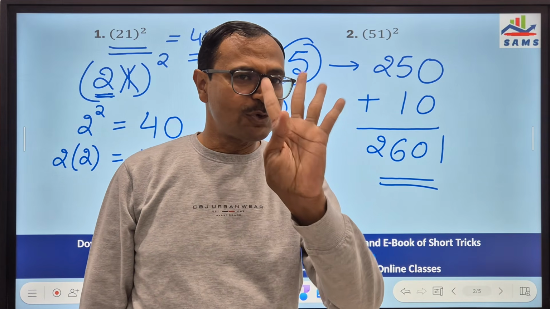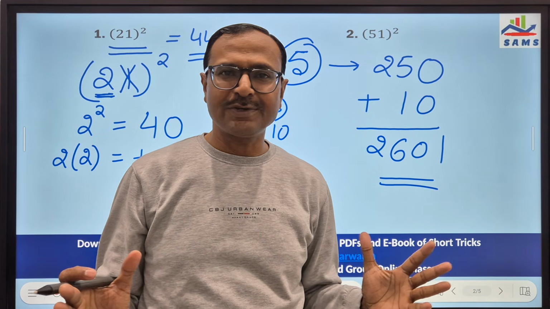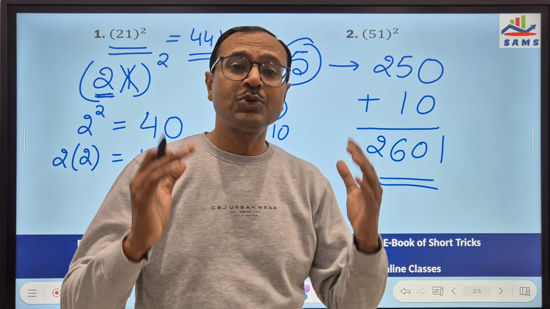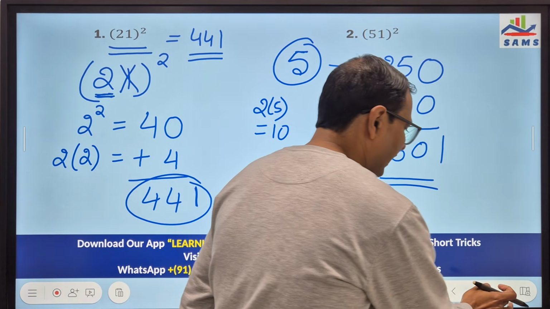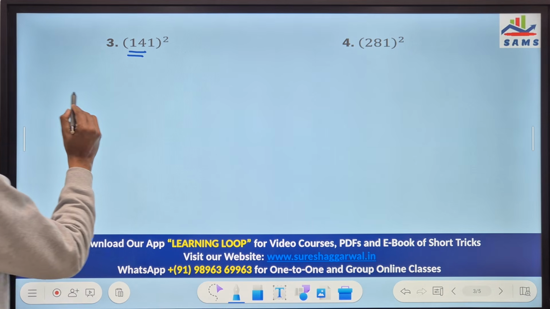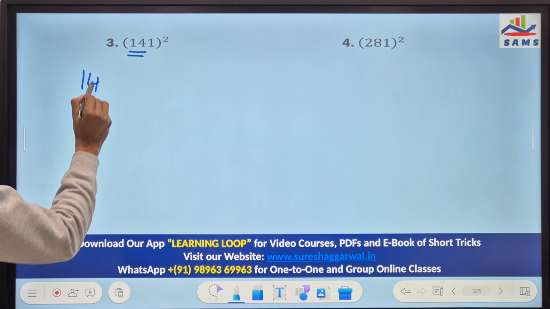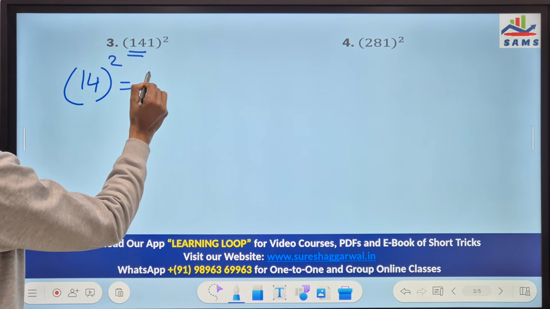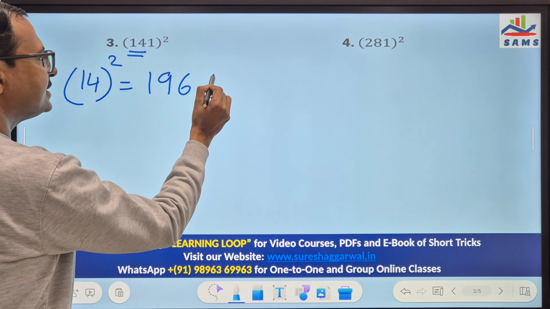I tell you, in 3 to 4 seconds you will find the squares of numbers ending in 1 so easily. So let's watch the magic now. Here we have 14 apart from the 1. So I'll take the 14 square, which is 196, and put a 0.